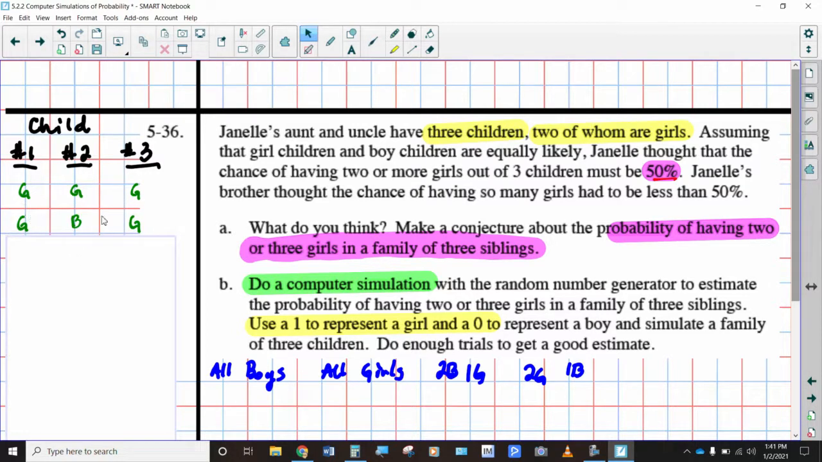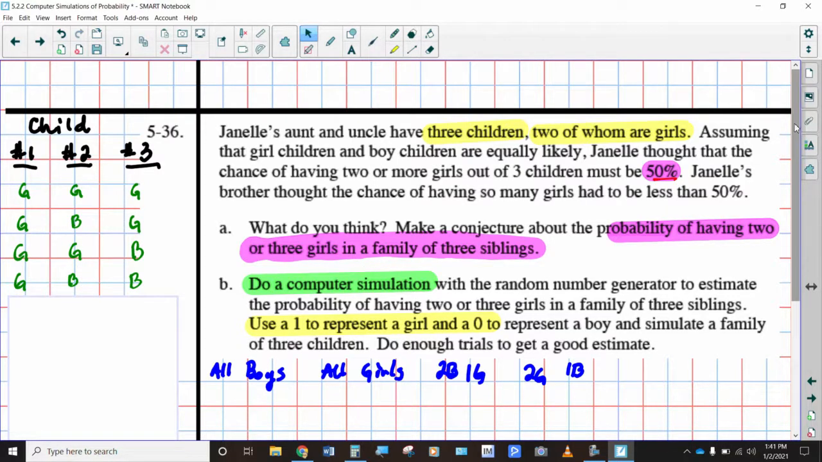That would be girl, boy, girl. And what if the second child was a girl but the third one was a boy? And what if the second and third children were both boys? So this covers every possible combination where your oldest child is a girl, but you have 3 kids, right? It's either girl, girl, girl; girl, boy, girl; girl, girl, boy; or girl, boy, boy.